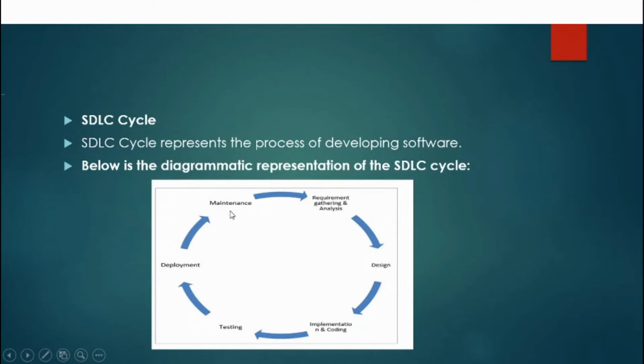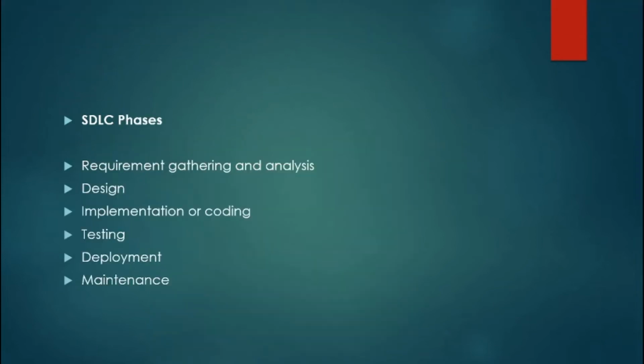Another phase is maintenance. Once the product goes live, in the maintenance phase there are enhancements, and also if some bug arises, the developer team needs to fix those defects. These are the SDLC phases which we discussed: requirement gathering, design, implementation, testing, deployment, and maintenance.